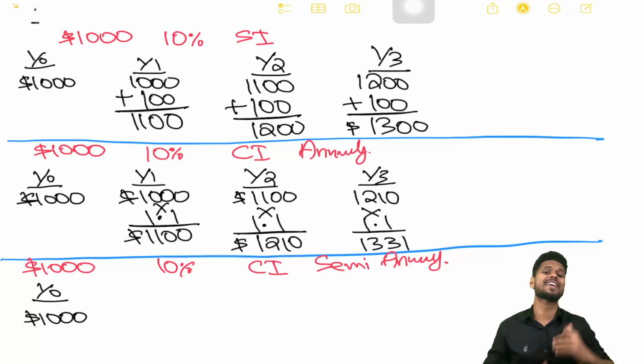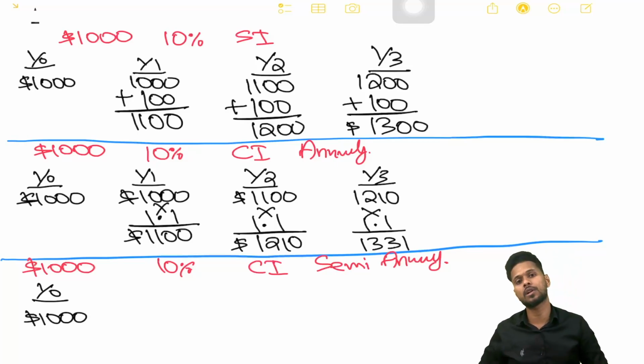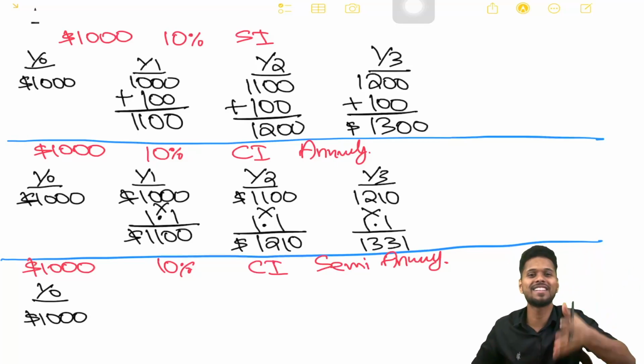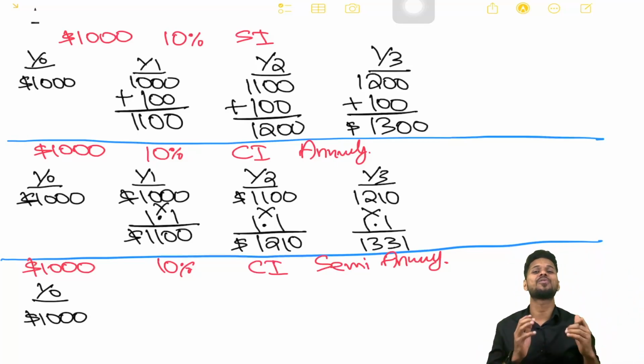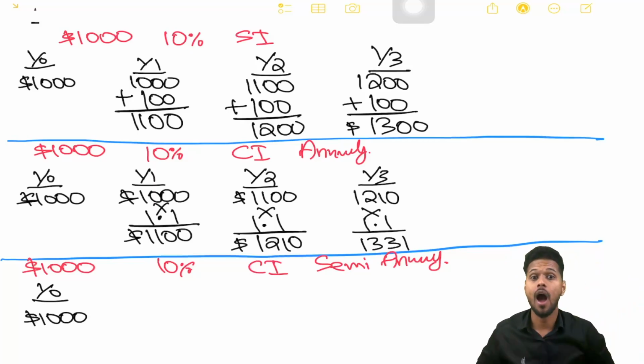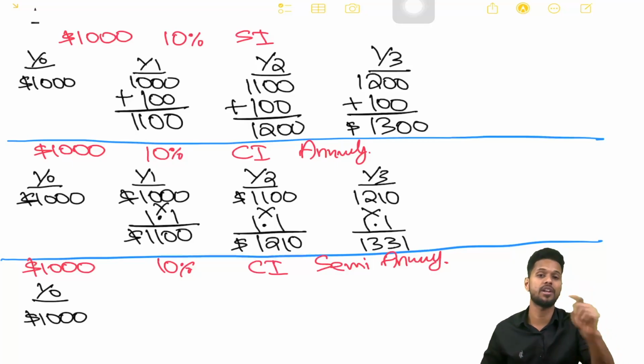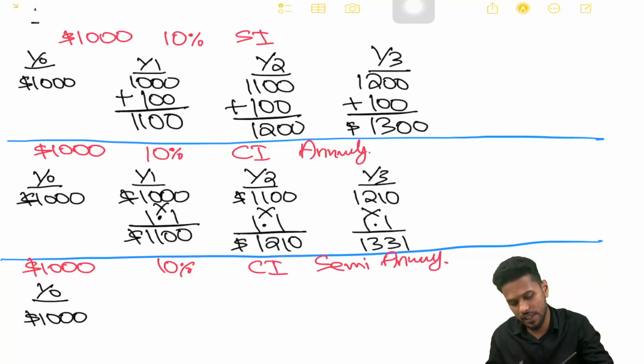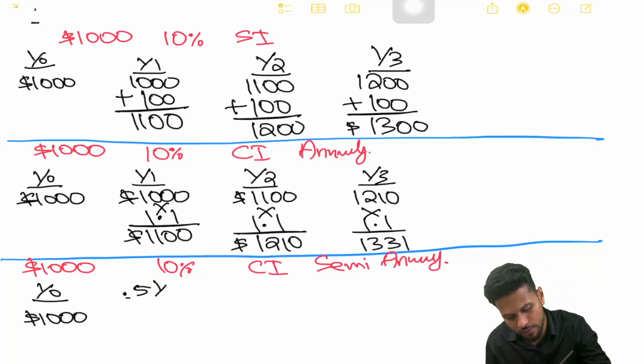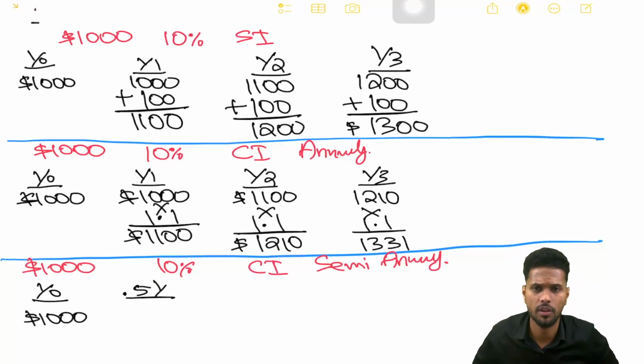So the next interest calculation, or first interest calculation, is done in which year? Year 1 or year 2? Not year-wise, it is half yearly. So the first interest calculation is done at half year. Half means 1 by 2, which means 0.5 year. So the first interest calculation is done in 0.5 year.